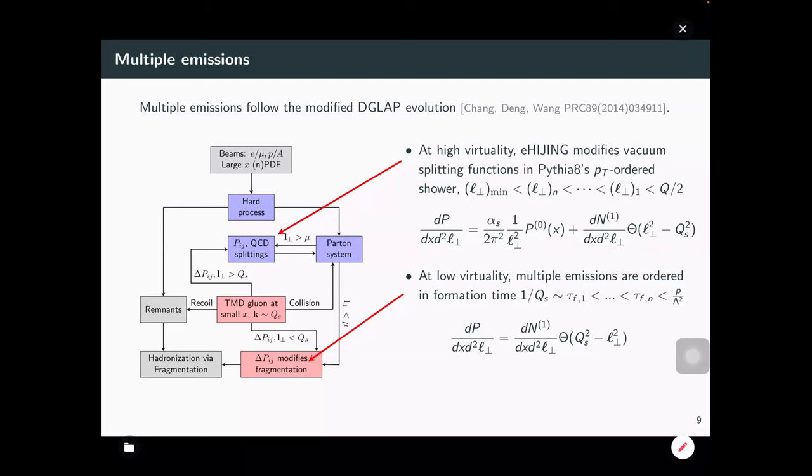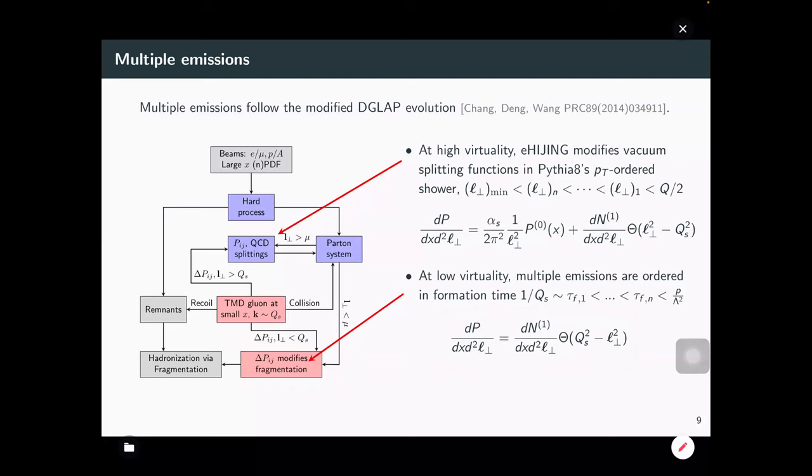While at low virtualities, it will modify the initial condition for fragmentation. And for this, we will only use the medium modified part of the splitting functions to generate additional gluon emissions from the parton before it hadronizes through the Lund string fragmentation mechanism. And for this part, we'll actually use not the kT-ordered shower, but the formation time ordered parton showers.